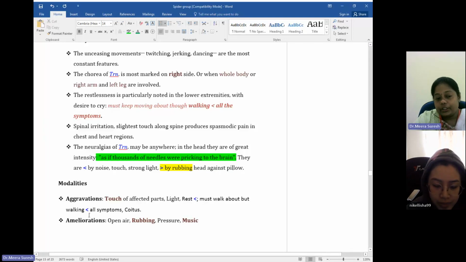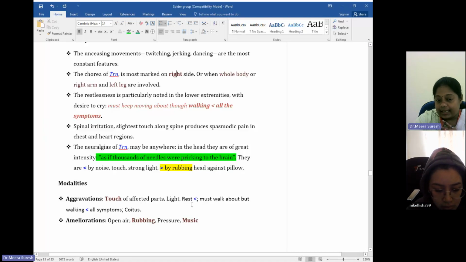So in the case of Theridion, the aggravation will be from touch of affected parts. In case of Theridion, it was touch and pressure aggravation. But here, in case of Tarantula, touch is aggravation, but rubbing or pressure is amelioration.